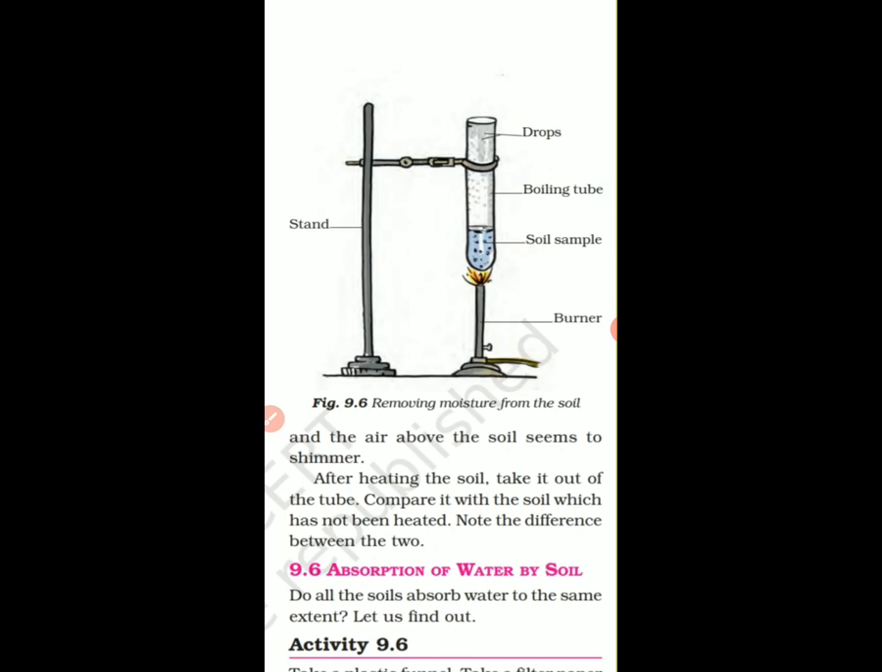On a hot summer day, the vapor coming out of the soil reflects the sunlight and the air above the soil seems to shimmer. After heating the soil, take it out. Now compare it with the soil which you have not heated. You can see the difference, right? So there is moisture in the soil. So with this experiment, you can prove that there is moisture in the soil.